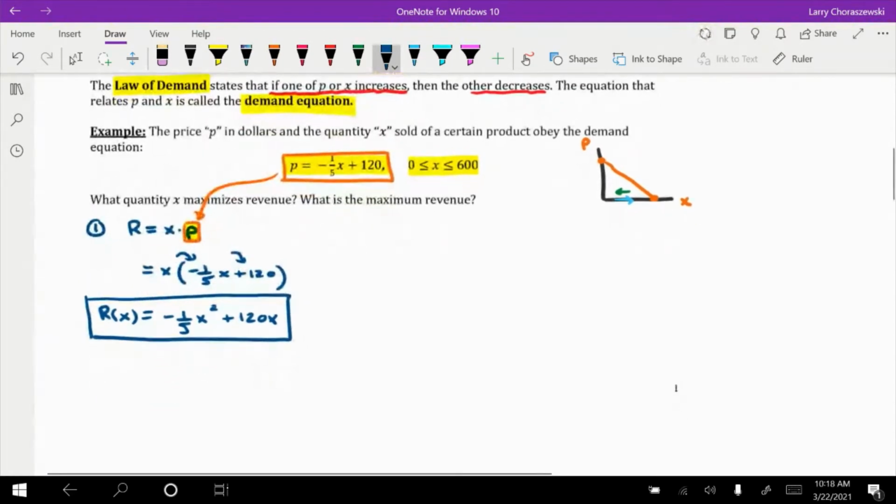And so the first step is to actually come up with your revenue function. And you'll notice that this is a quadratic function with an a value of -1/5 and a b value of 120. Now the fact that the value of a is less than 0 would mean that if we were to graph this revenue function, it would be a parabola that opens in which direction?